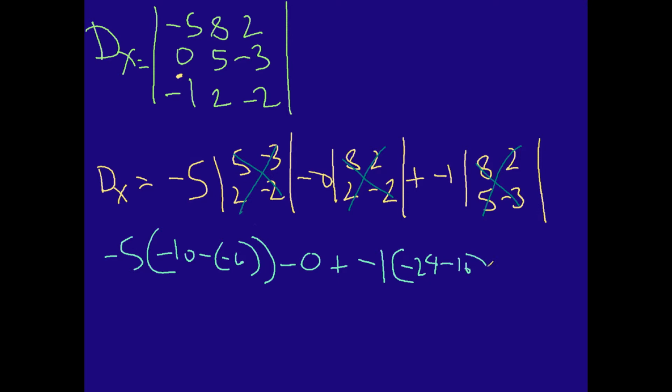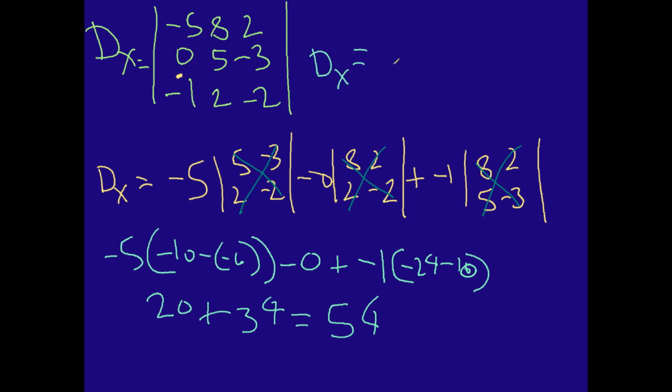minus 10. Okay, so we've seen this before. -10 minus -6 is going to be -4. -4 times -5 is going to be +20. Plus, now this is where it gets kind of tricky. -24 minus -10 is going to be -34. Then you multiply that by -1, and so it becomes +34. So we had the 34 here. Remember, the 0 was gone, so I'm just skipping that, and we get 54. So what's happening here is that our d of x, d sub x, if you will, is 54.